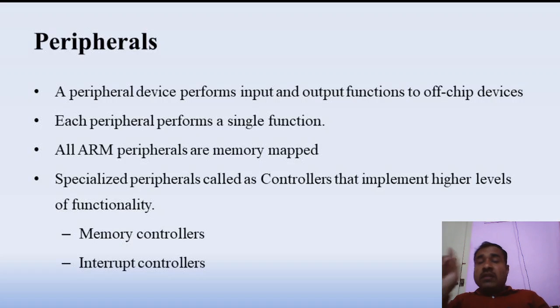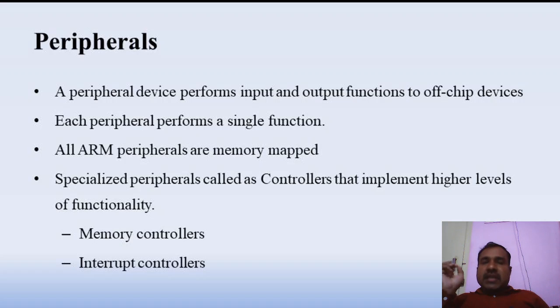and all the peripherals of ARM are memory mapped. That means each peripheral has some memory assigned to it, wherein it will store all its data. It will have its registers, and those registers are situated in the memory, so that's why they are called memory mapped peripherals. So it will store all its data onto that memory.